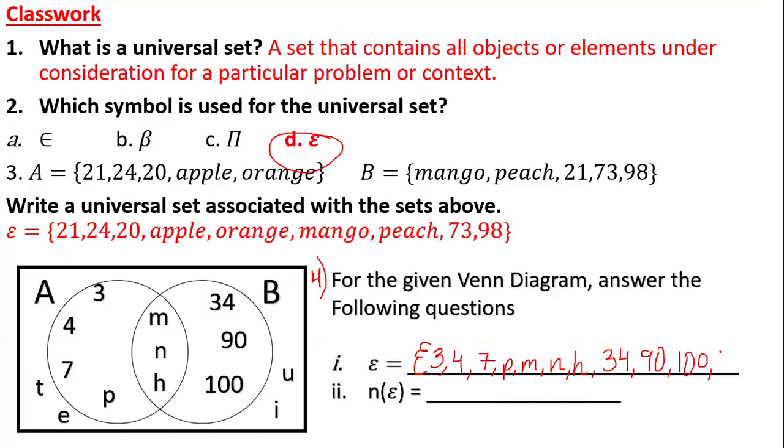Very good. So universal set, as the name suggests, is everything. Does that make sense? Everything inside the rectangle. So that's how you got it. You say you didn't understand it, but you got it. That's correct.